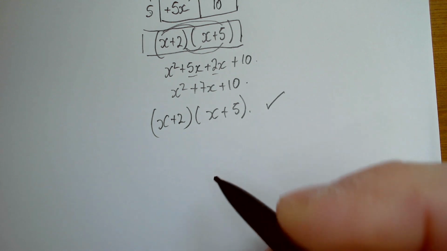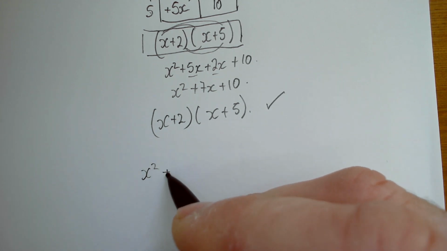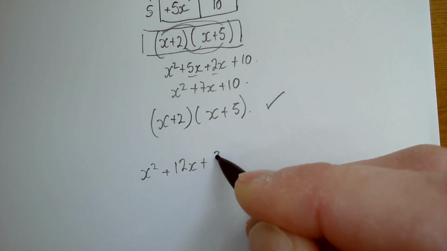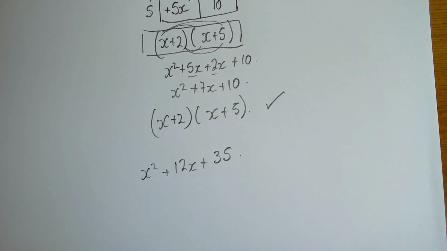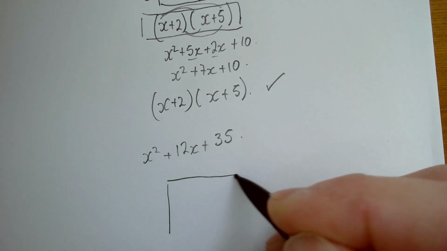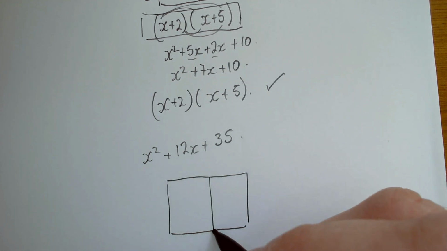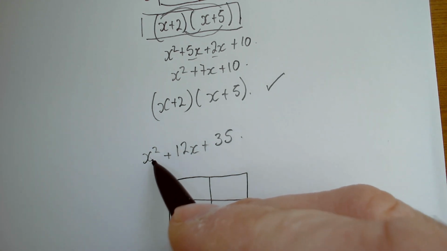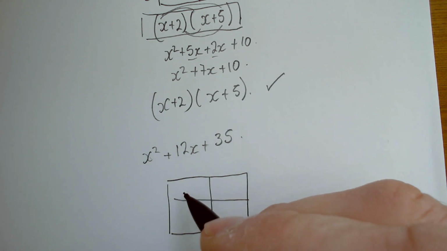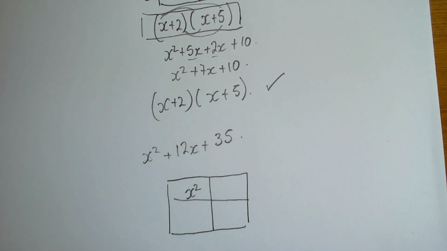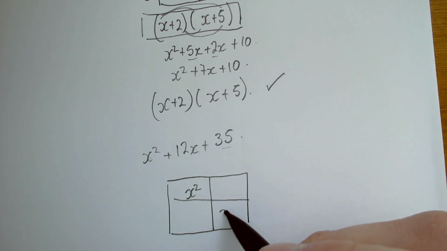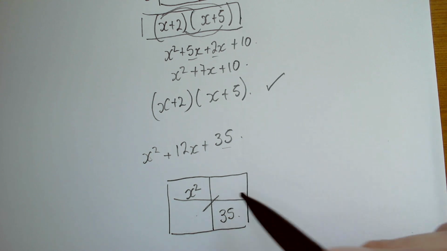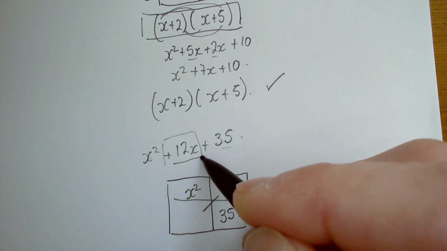Let's try another example. Let's look at x squared plus 12x plus 35. So what are our steps? Our first step is we draw our grid. Our second step is we push the x squared part straight into the top left. That's going to be x squared. And we put the constant down into the bottom right. And then we know that the sum of these two squares is going to give us plus 12x.